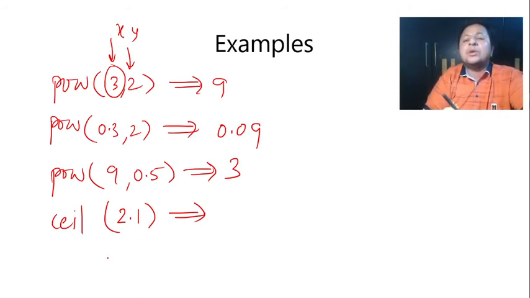It doesn't know the rounding rules. It only knows one rule: it has to be rounded up. The nearest integers to 2.1 are 2 as well as 3, but when it has to be rounded up, the answer has to be 3.